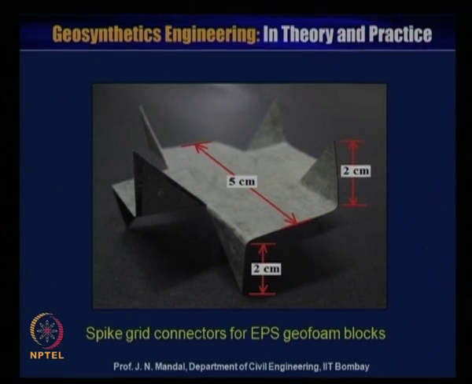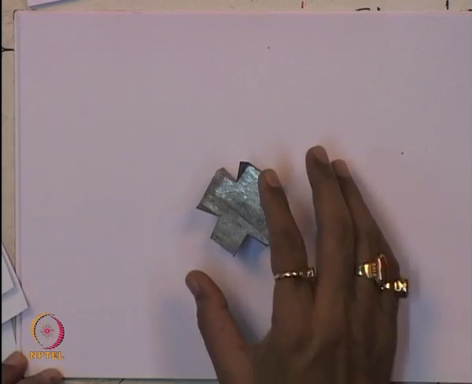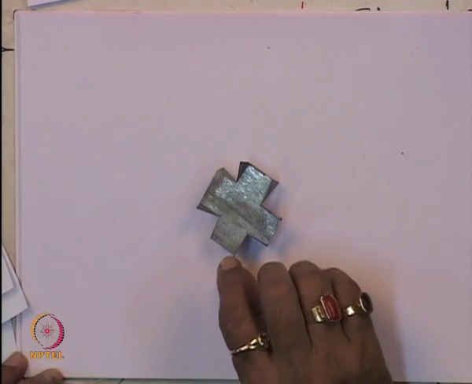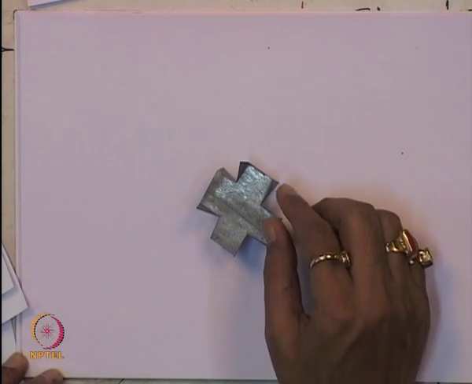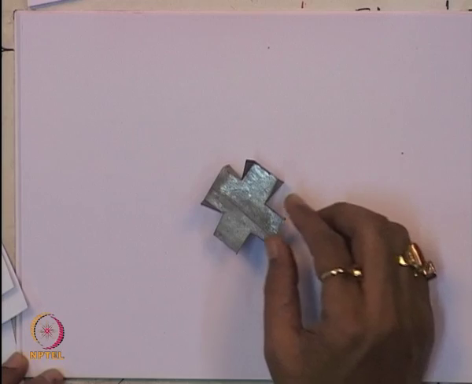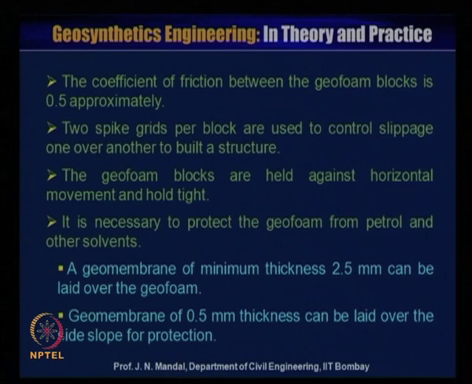So this is the model which the students have made. It is 5 centimeter, and this is 2 centimeter, and this also is 2 centimeter. This spike is connected to the EPS geofoam block. So you can use this kind of spike connector for connecting the geofoam material one with another.